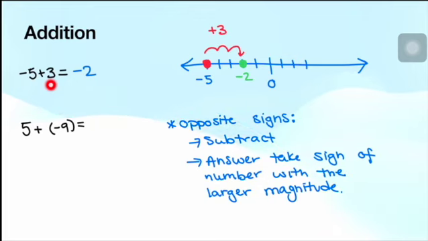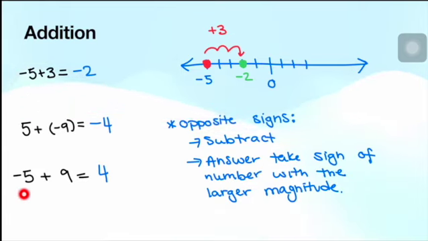5 is bigger than 3. Since the 5 was negative, the answer is negative. Or if we take 5 plus -9, the difference between 5 and 9 is 4. If the 9 is negative and 9 is bigger than 5, the answer will be -4.